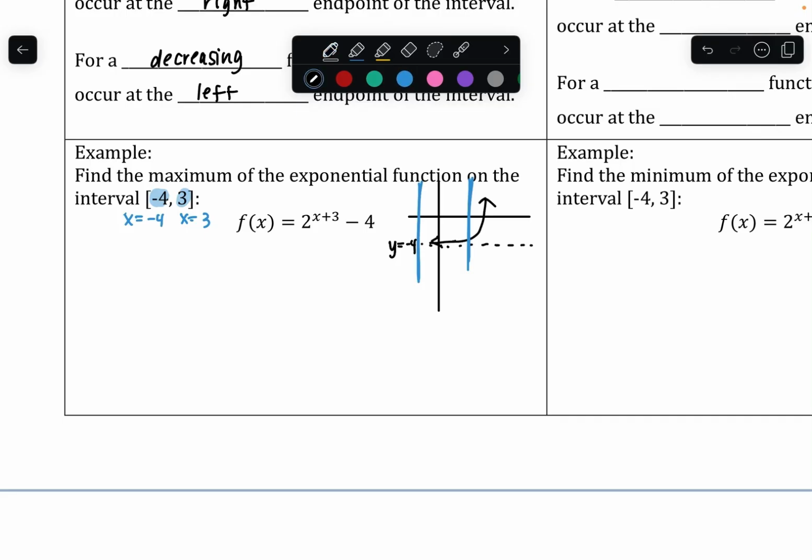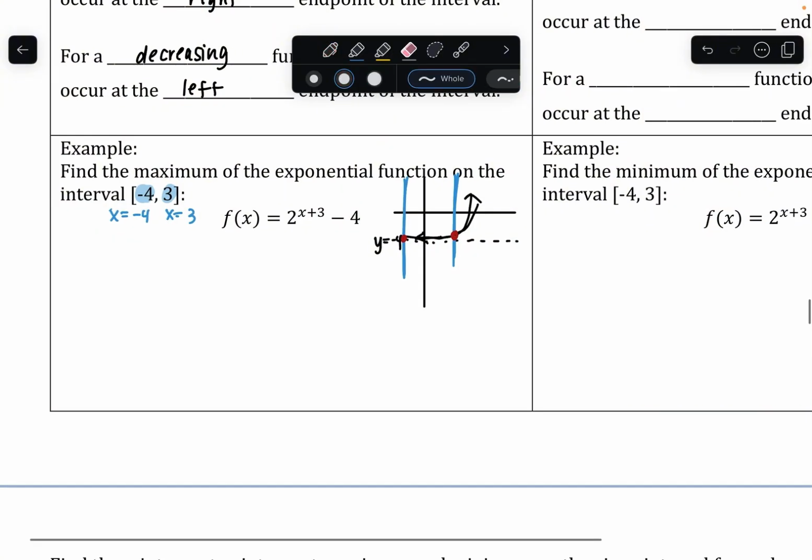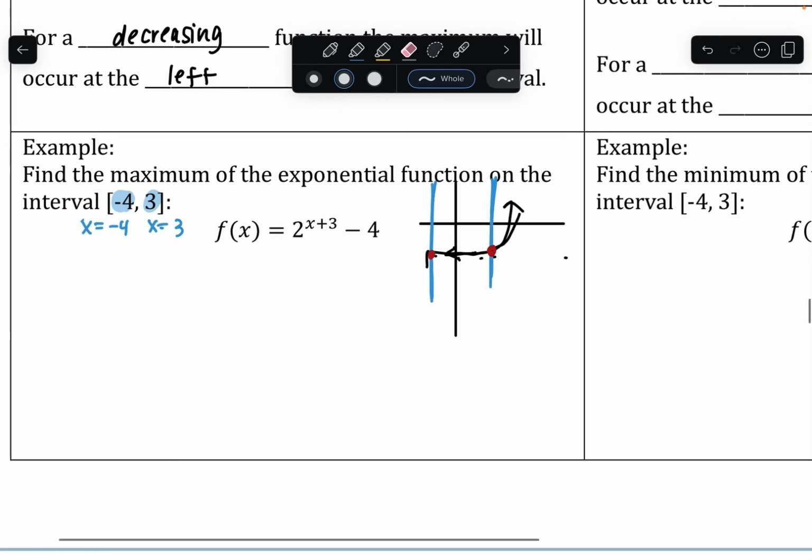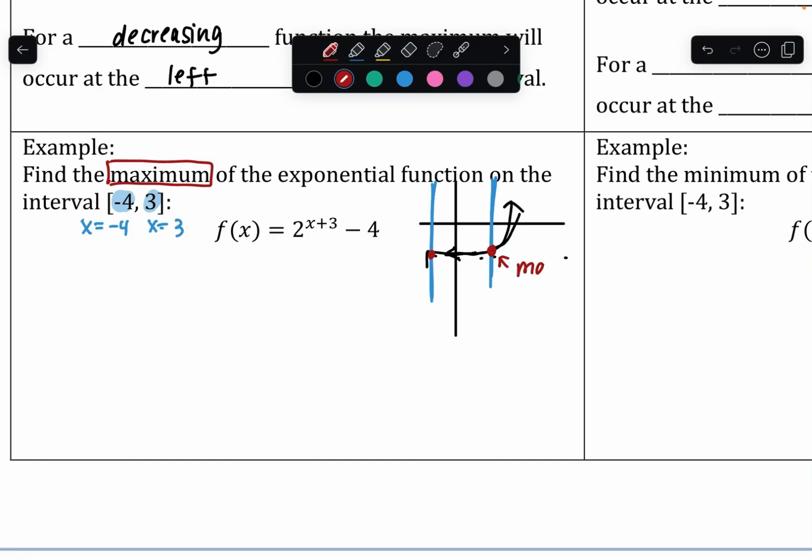Because this function is growing as I go to the right, the point at 3 is going to be higher than the point at x equals -4. Okay, and we're obviously getting closer and closer to that horizontal asymptote at y equals -4. Okay, and so this specific question is asking for the maximum, and so having this picture, I know exactly which point to plug in. I need to plug in x equals 3.